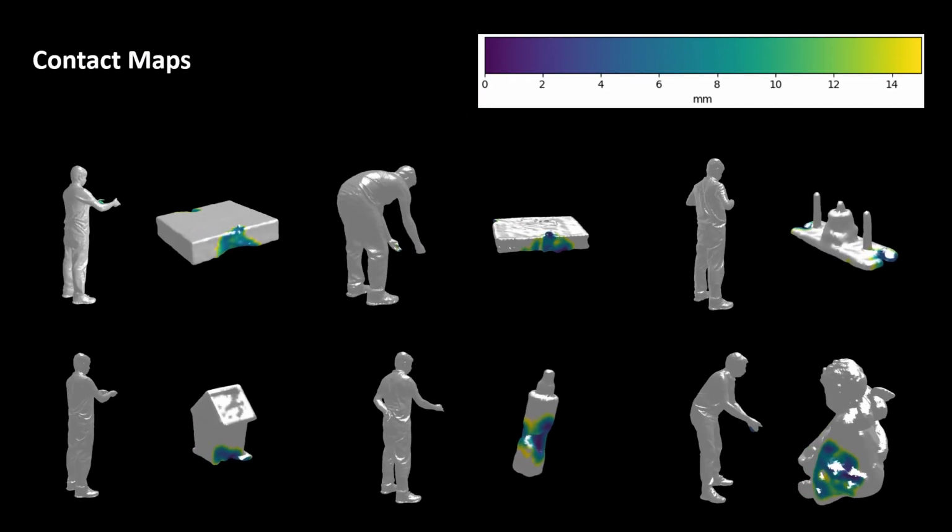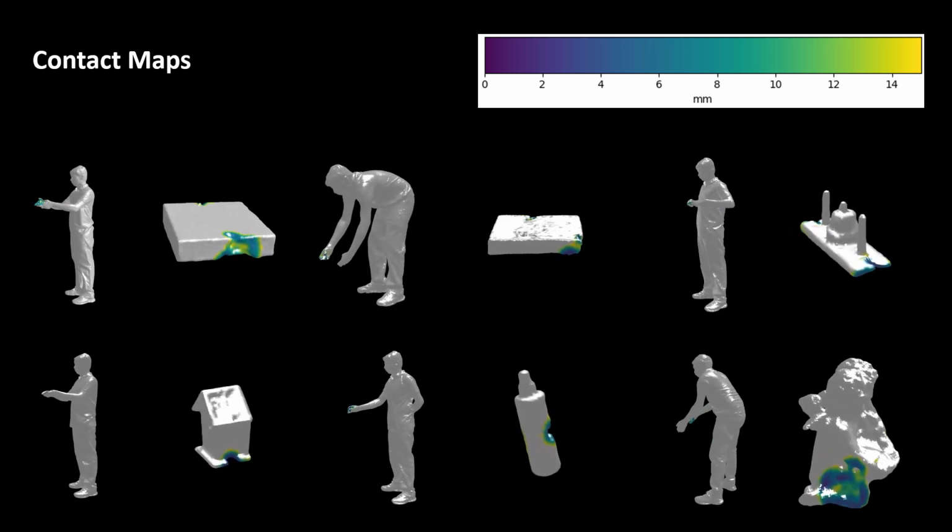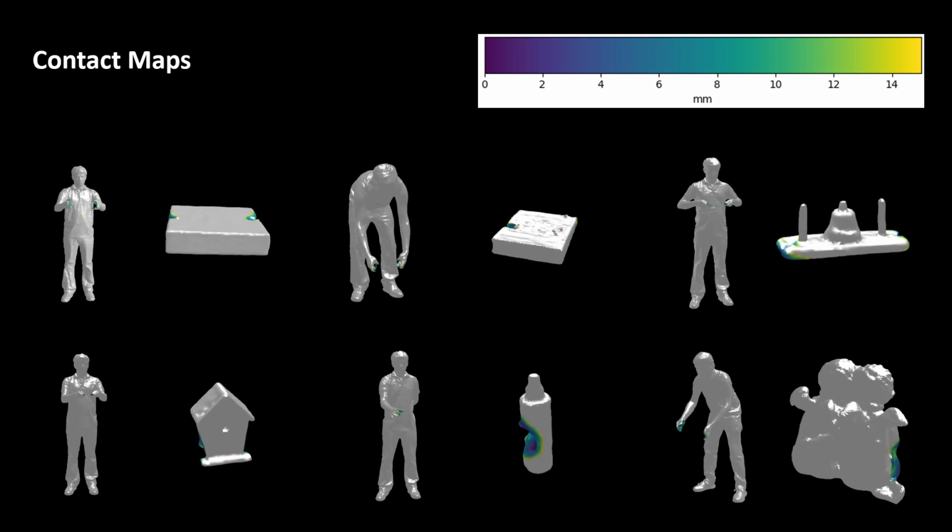By using the predicted signed distance fields, we can determine the distance of human and object with respect to the other, hence obtaining contact maps.